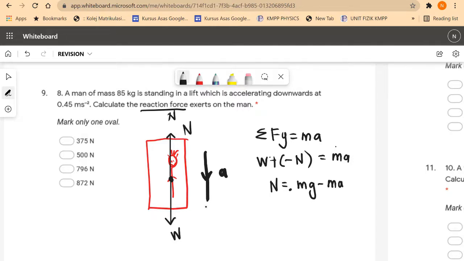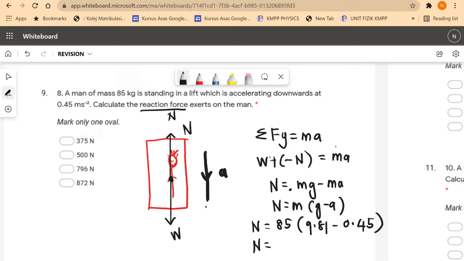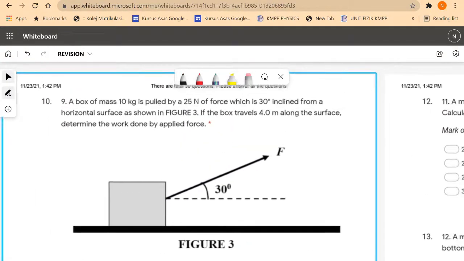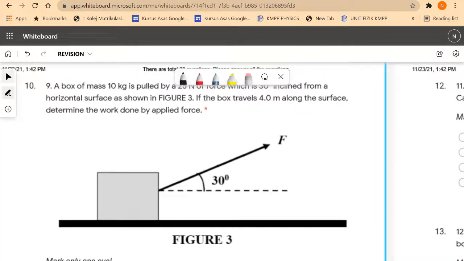So you can factorize, m(g minus a), and then substitute mass 85 kilogram, g is 9.81, and acceleration is 0.45. So you're gonna have normal force, or the reaction force, is 795.6 Newton. So the answer is C. Number 9 is C. And then proceed to number 10.